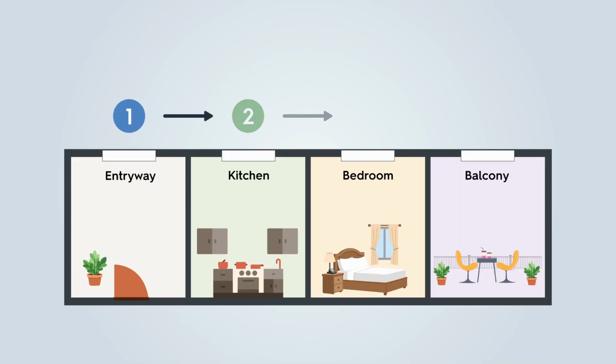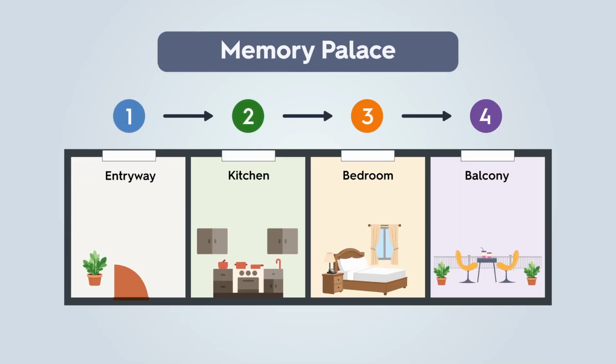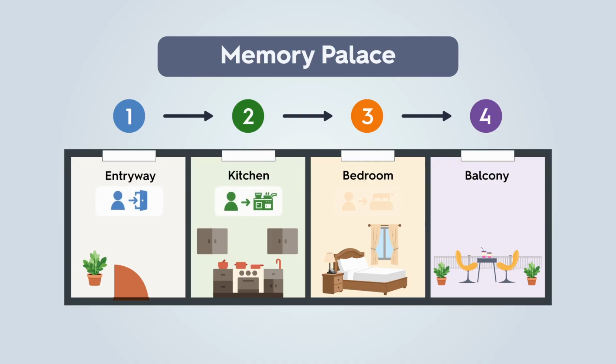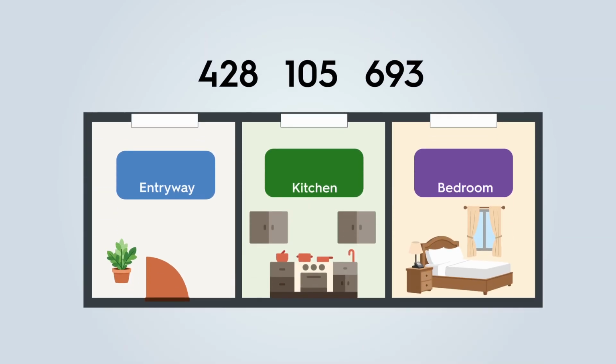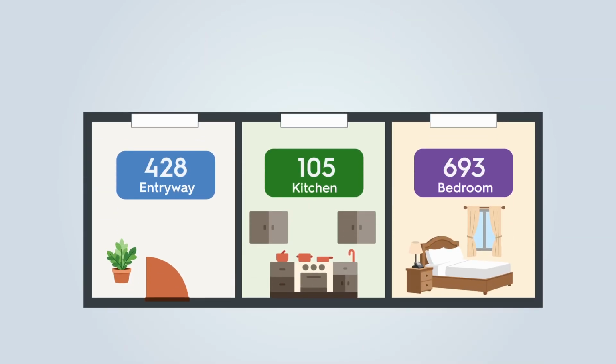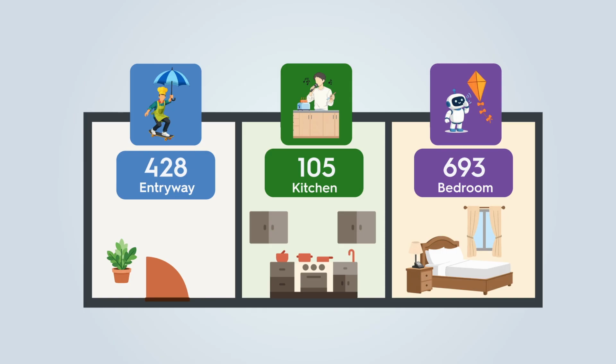Now, let's make the system stronger by adding a memory palace. A memory palace is a familiar place you imagine walking through in a fixed order. Break a longer number into 3-digit chunks. Then place each PAO scene in a different location. The location helps you remember the order of the images.